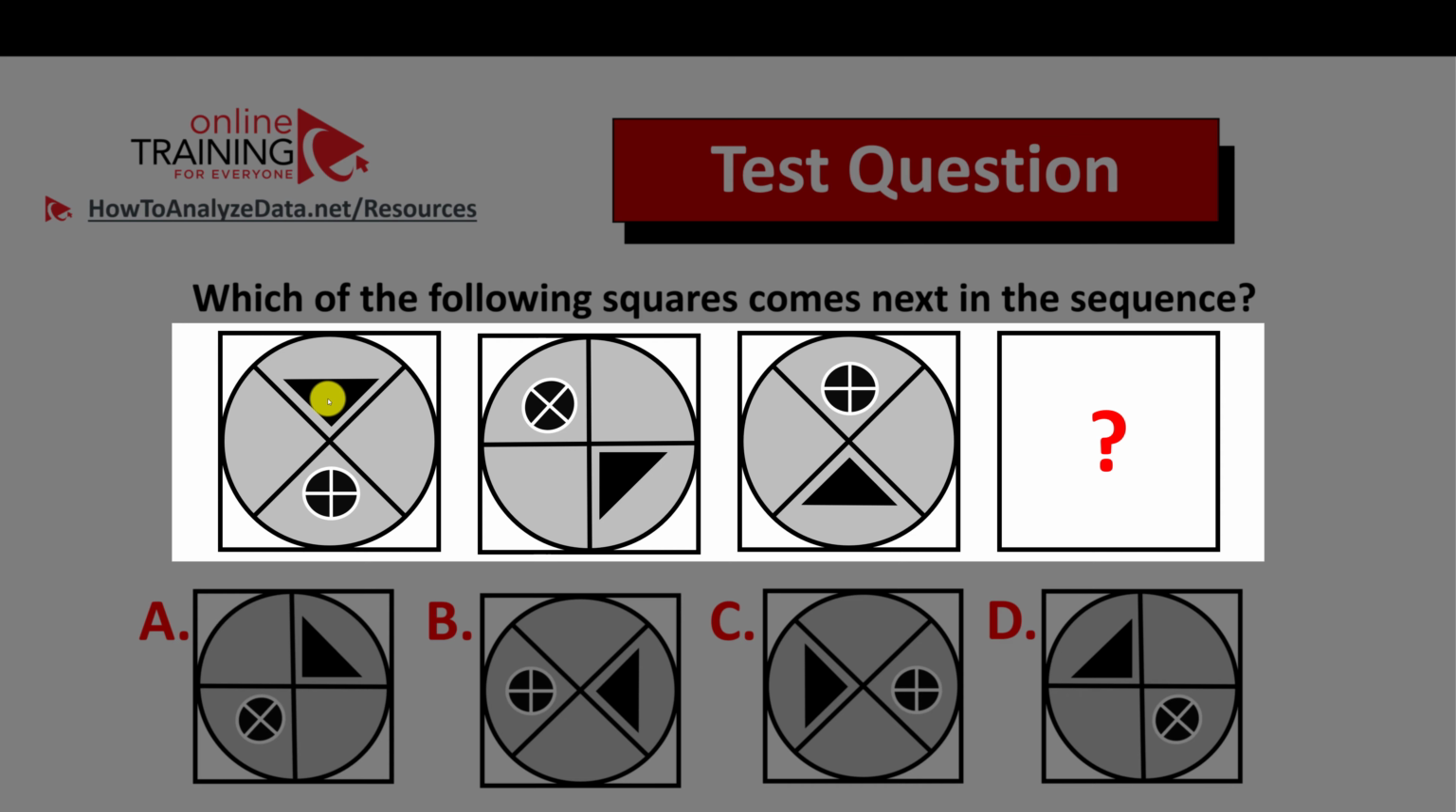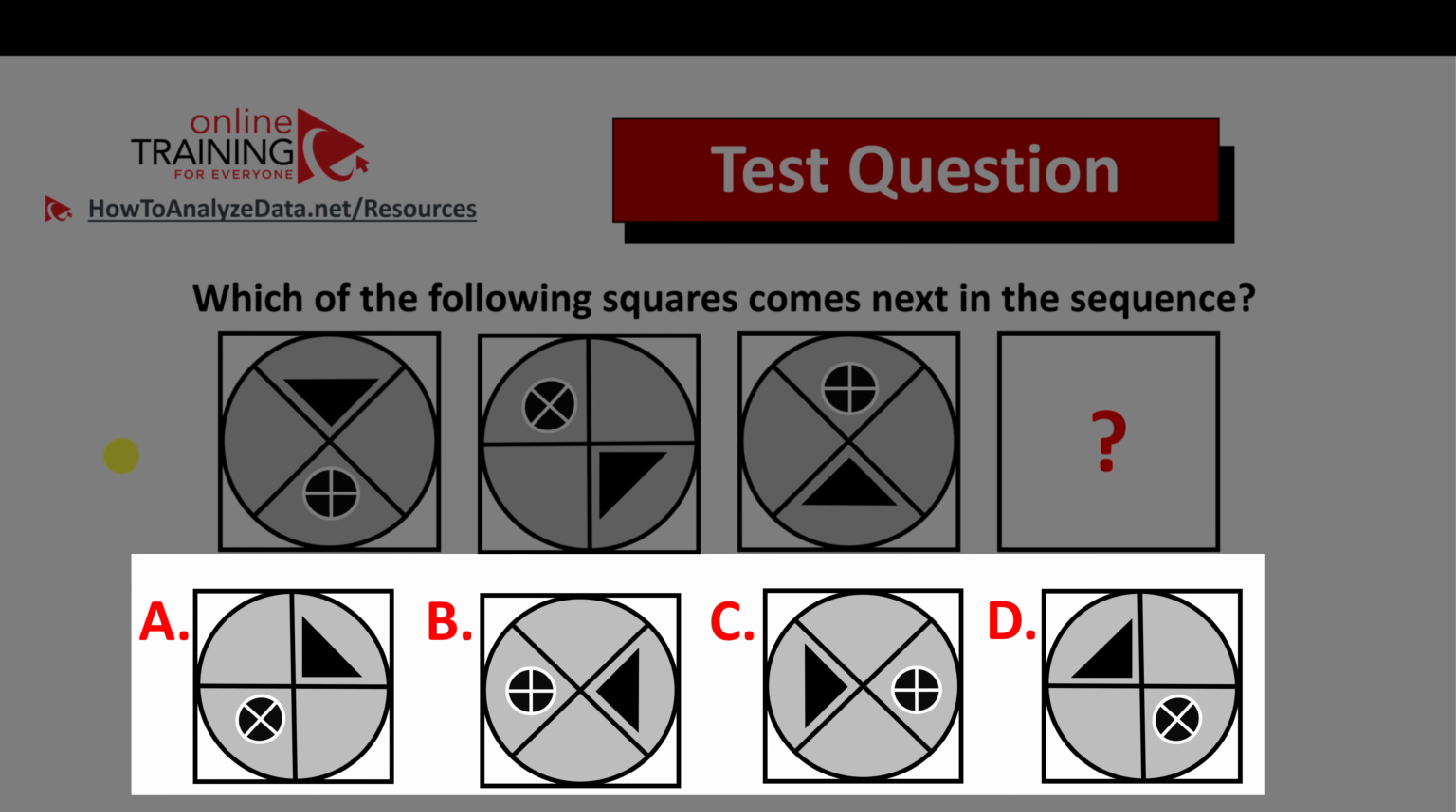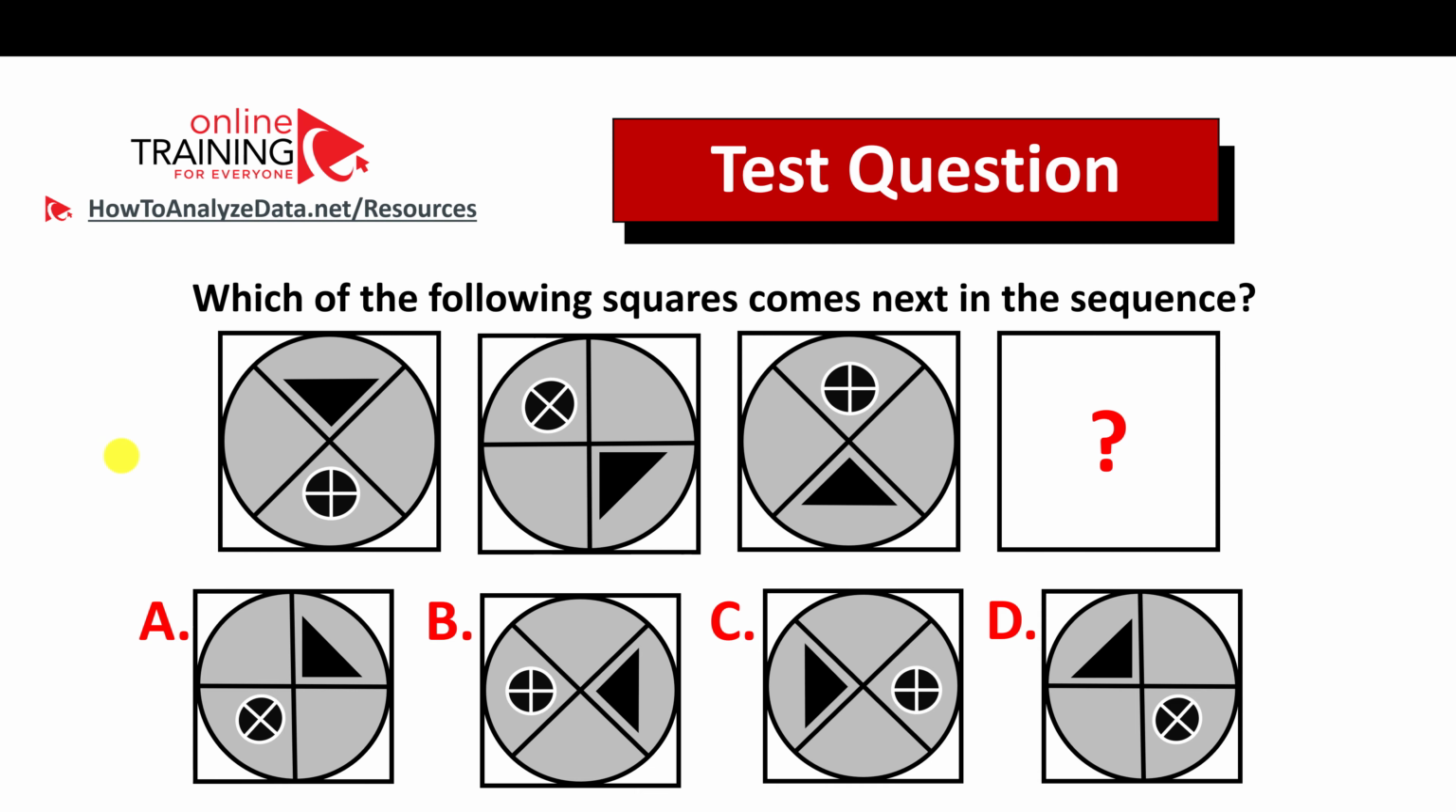You have triangles and circles as well as quarter sections located in different positions, and you need to determine which object comes next in the sequence. You're presented with 4 different choices, A, B, C, and D. But first, you need to understand the pattern. Do you see the pattern? Please give yourself 10 to 15 seconds to see if you can come up with the solution.